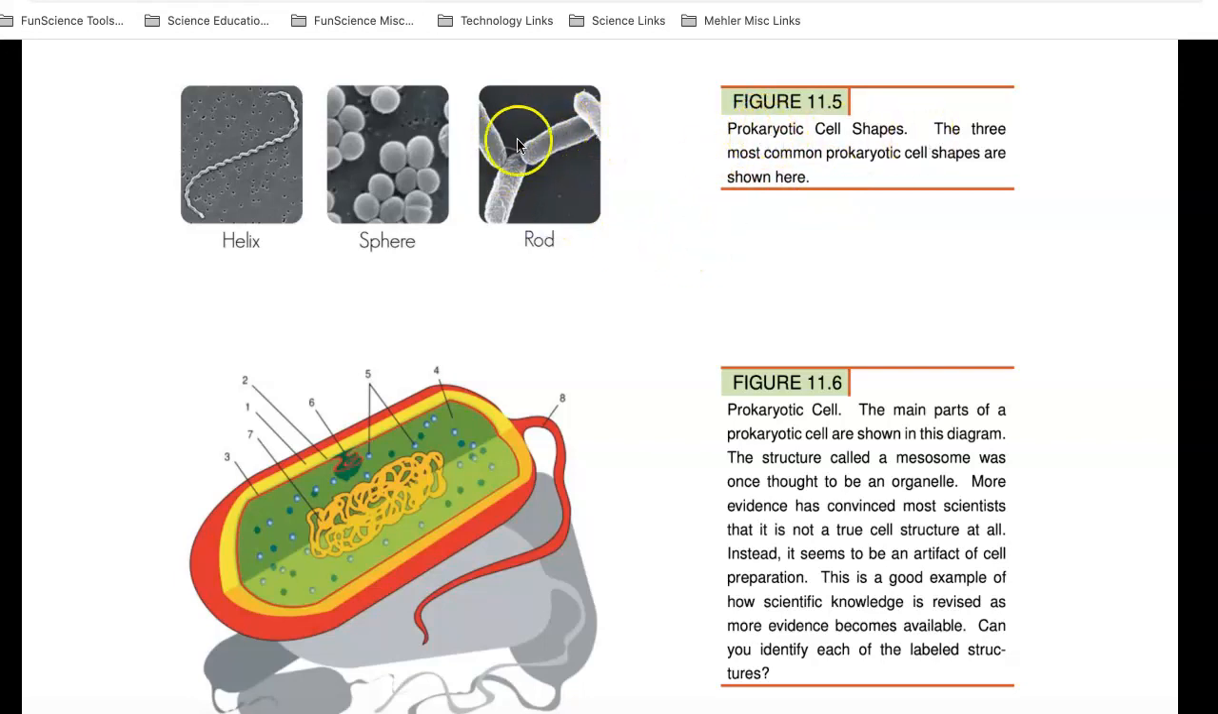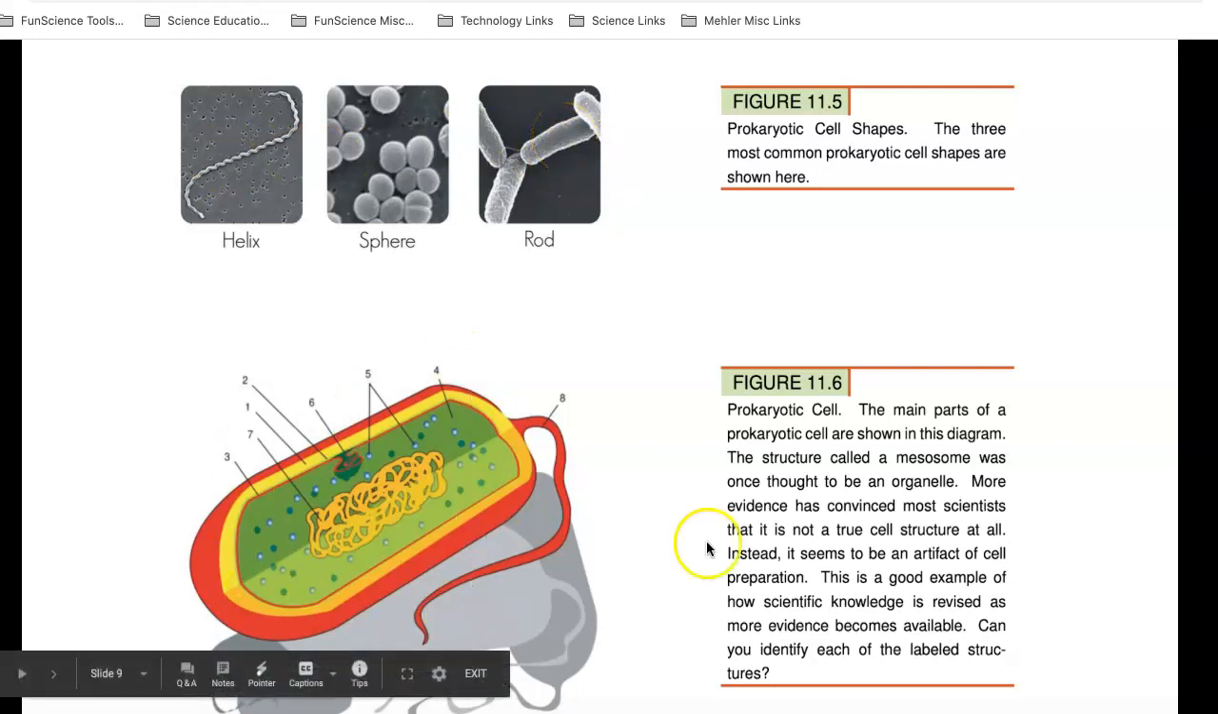You have rod shapes like this, you have spherical shapes, but then you also have helix shapes. Each of these is an individual cell, that's an individual cell, that's an individual cell. And here is an artist version. The main parts of the prokaryotic cell are listed here.